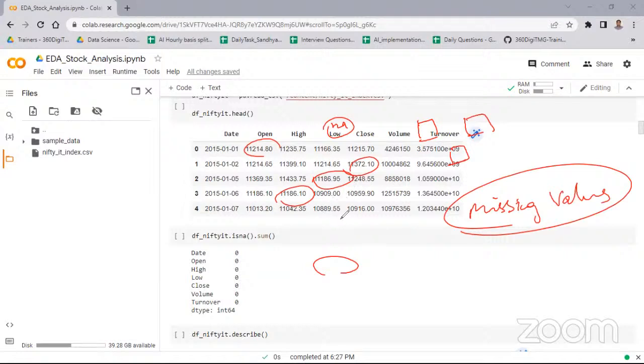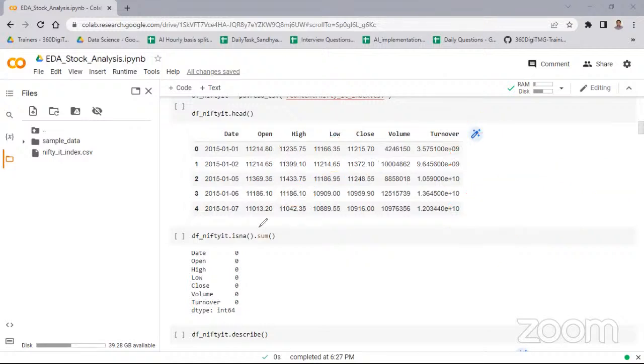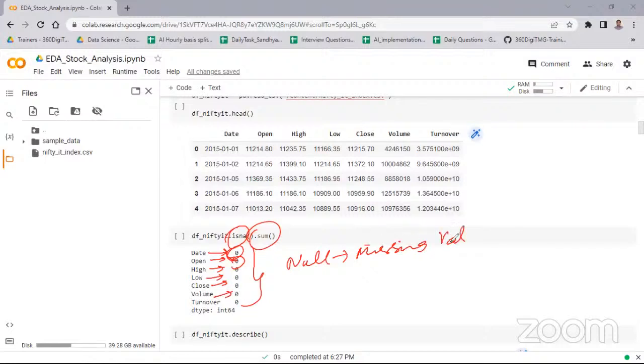If that is the case, then what is the use of finding the overall result and making decisions? So you should not have any missing values. For that, we calculate isna and the total number. When it comes to the date, open, high, low, close, and volume columns, it is showing 0 for all, which means there are no null values. So there are no missing values.